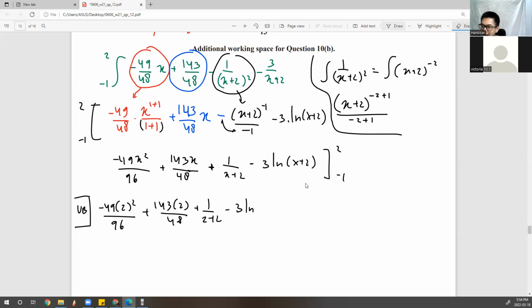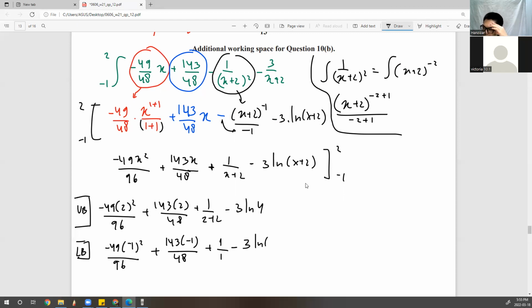Ln 4. And then the lower bound will be -49 times -1 square over 96. Then 1 over -1 plus 2 is 1, minus 3 times ln of -1 plus 2, which is ln 1. I am so sorry, ln 1. What to do next is to subtract the lower bound from the upper bound.